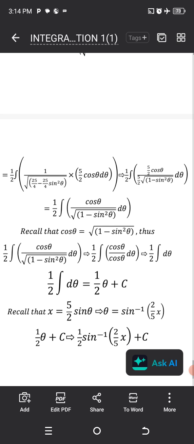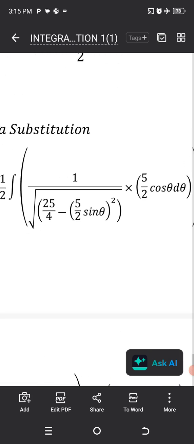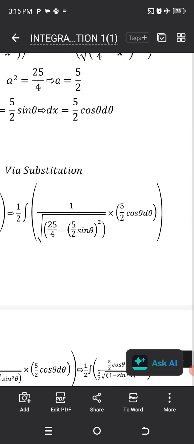Which implies that, if you factorize that 25 over 4, eventually I'm bringing it out of that square root. That's why we see that the implied line is 1 over 2 integral of parenthesis 5 over 2 cos theta all over 5 over 2 square root of 1 minus sin square theta. You can see it. Let me zoom it. This is what I'm saying. Do you see it? Yeah.